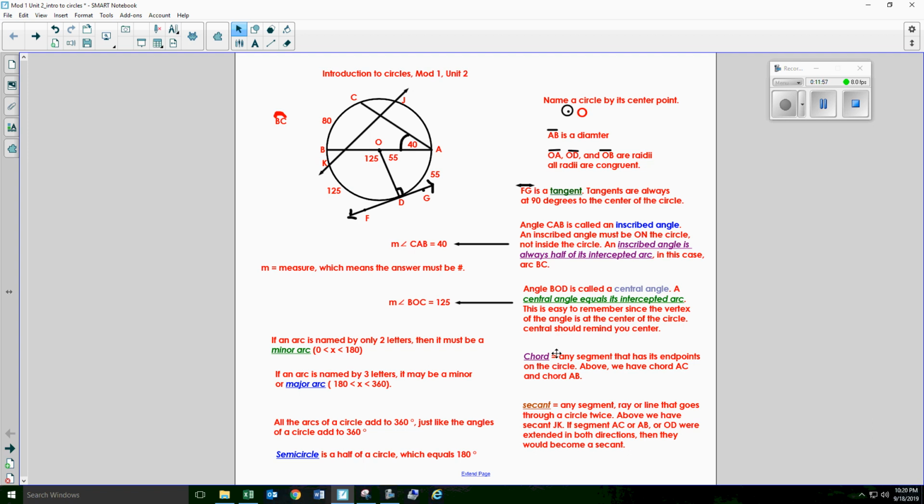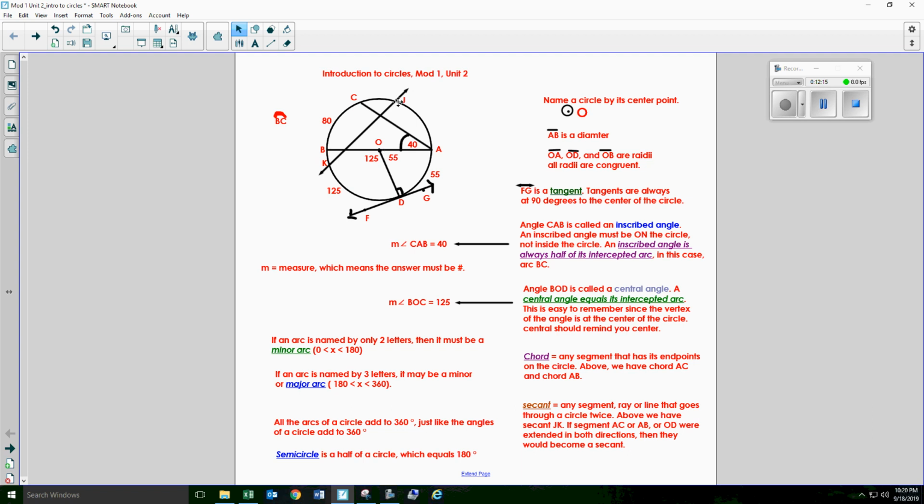All right, we talked about the word chord before. Chord is any segment that has its endpoints on the circle. So segment CA is a chord, segment BA is a chord. Those are the only 2 chords we have here. Remember, OD is called a radius. OA is a radius, OB is a radius.